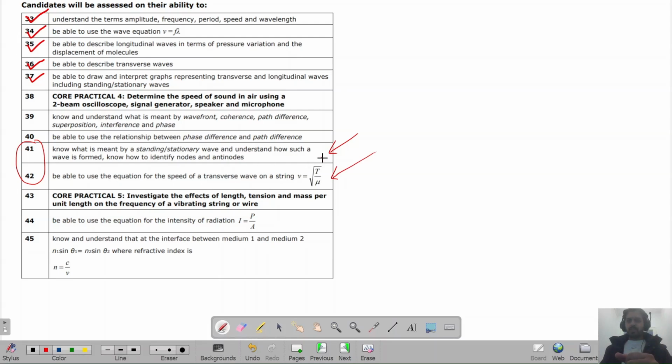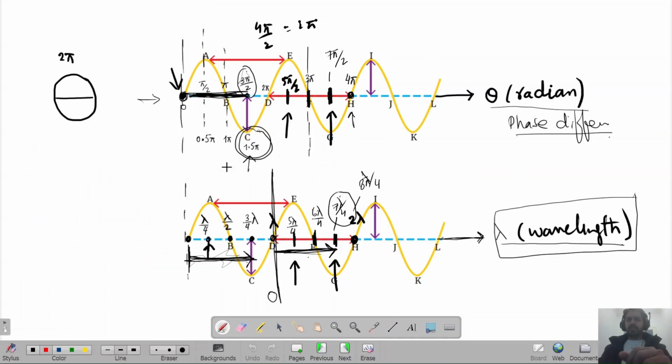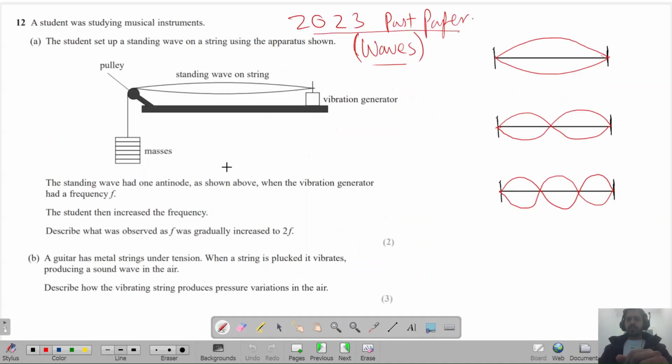We will use this equation. This equation is an equation for speed of a wave on a string, and the speed v depends on tension in the string and the mass per unit length mu, right? This mu is mass per unit length. We will be targeting these concepts in this question.